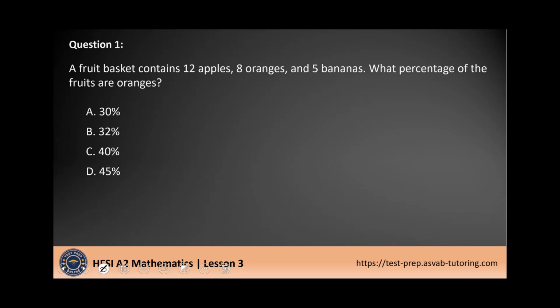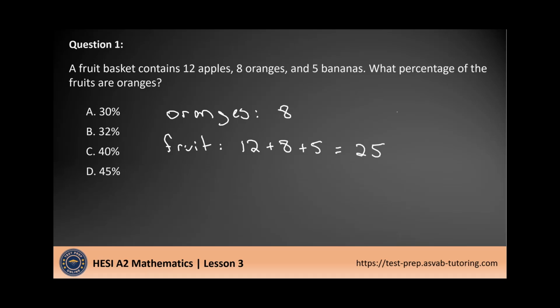Question 1. A fruit basket contains 12 apples, 8 oranges, and 5 bananas. What percentage of the fruits are oranges? So we're going to be comparing the number of oranges to the total number of fruit. Oranges, we have 8. The total fruit is going to be 12 apples plus 8 oranges plus 5 bananas, which is going to equal 25.